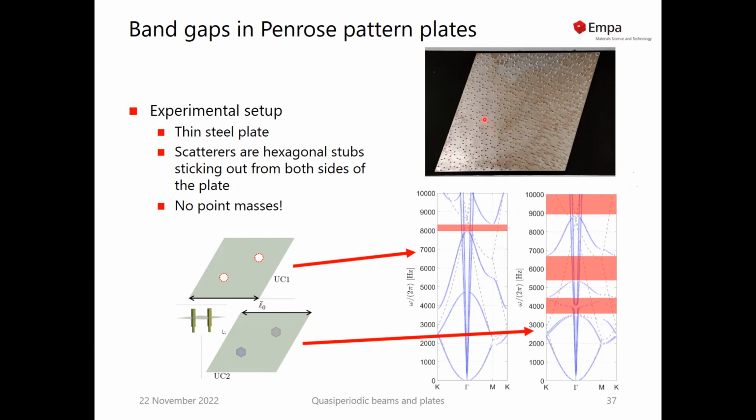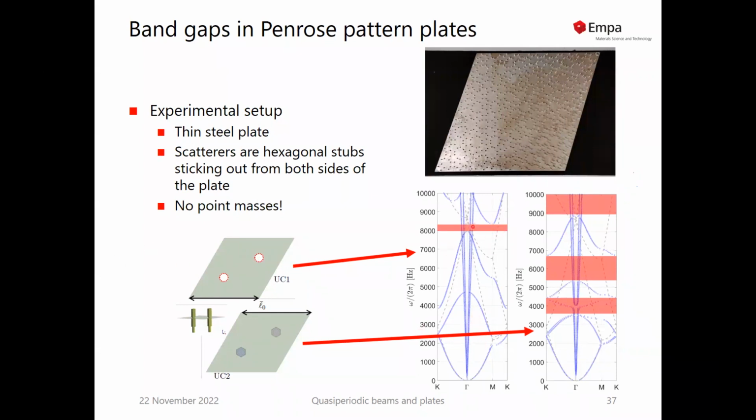The scatterers themselves are small sticks sticking out of the plate, as you can see here. So they stick out from both sides. One of the first conclusions we drew was these are not point masses. And Domenico actually compared for the hexagonal case what happens if you use point masses, so the mass really located at the white points here, or if you use finite size studs that stick out of the plate, and you see a completely different dispersion diagram.